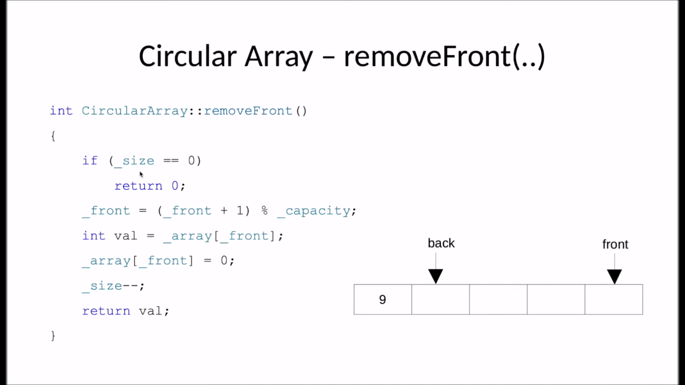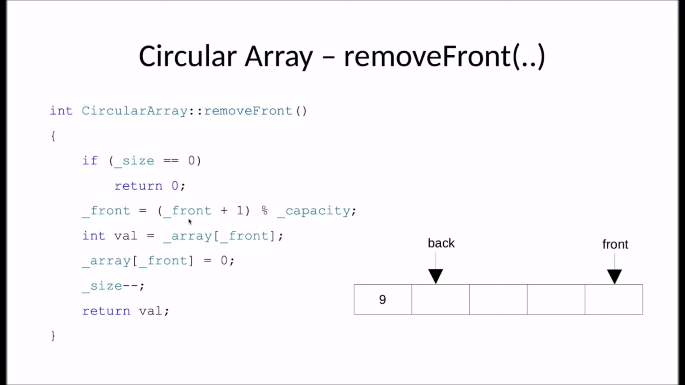Now let's take a look at the implementation of the remove front function. This initially checks if the array is empty by comparing the size to 0. If this is 0, it returns 0. There's nothing to remove. Note that in this particular case, 0 has a special meaning. So if we allow 0 as a valid value in the circular array, it's better to return something else here.